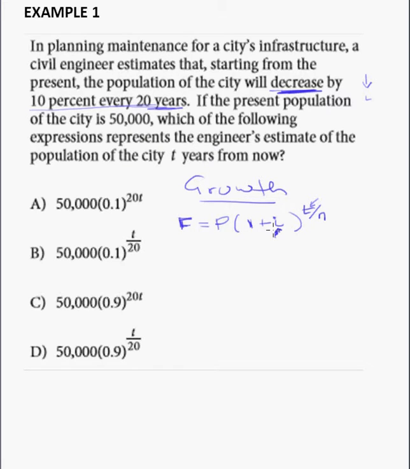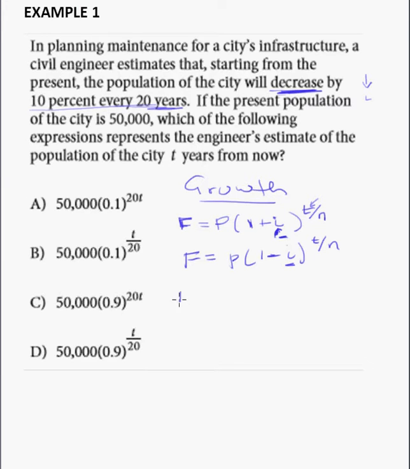Right now, the second thing you need to take a look at is, if I is positive, then your model will be like this. If I is decreasing, like in this case, then your model will be F equals P times 1 minus I to the power t over n. See that? Remember, this is always in decimal values, not in percent. So let's go back to our problem.